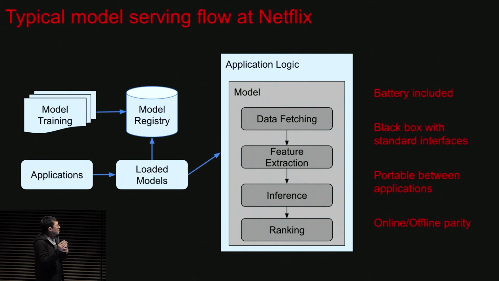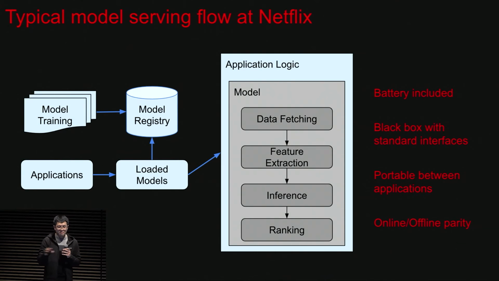The other benefit is that since this is a black box with a bunch of standard interfaces, applications can use the model and replace it very easily because no code change is needed. You just replace the model, and all the interfaces stay the same. Also, the same model can be used by many different apps because it requires nothing. As long as you have the library, you can use it. And it also helps us achieve online-offline parity, because even for offline training, it's the same model running the exact same code.